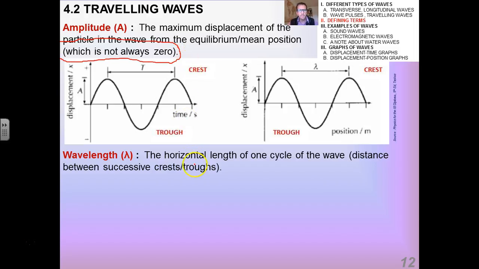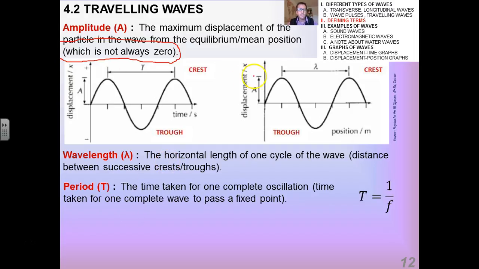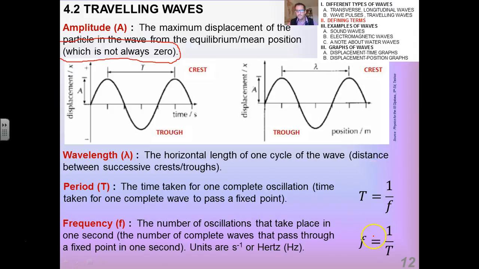The wavelength, which of course is the horizontal length of one cycle of the wave, is, as you recall, the horizontal distance between either crests or troughs as measured on a displacement position graph, not a displacement time graph. If you measure the same corresponding distance on a displacement time graph, that is the horizontal distance between two crests or troughs, that's the time taken for one complete oscillation, which of course is called the period. And you know that the period and the frequency are related as inverses of one another. The units of period, capital T, are seconds. The units of frequency, which is 1 over T, are 1 over seconds or hertz.